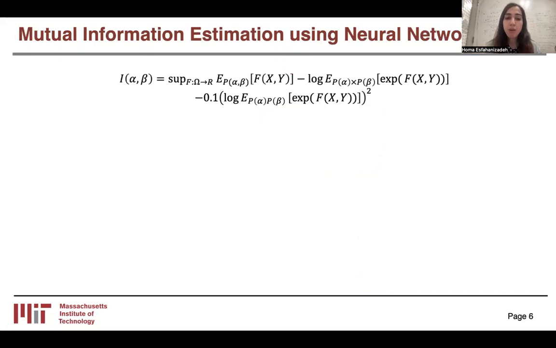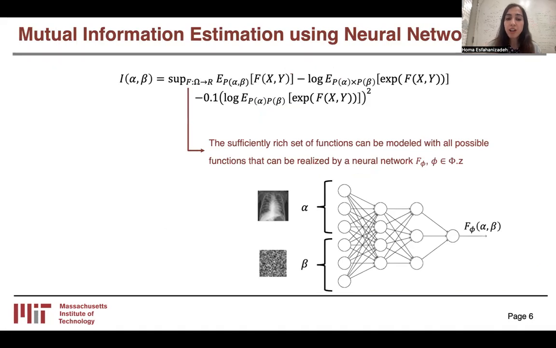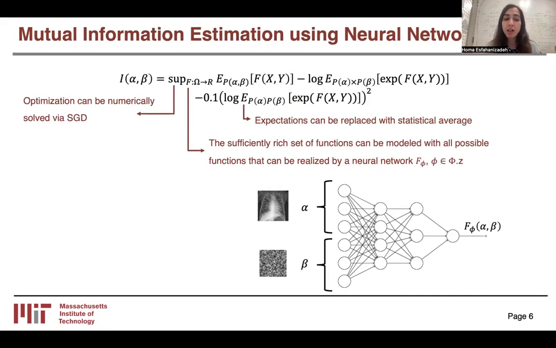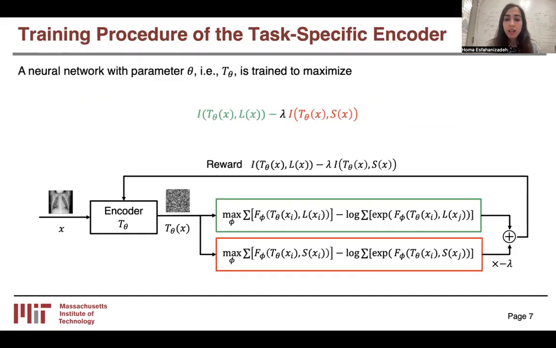We have this optimization problem. We model the rich set of functions f with a neural network that can take different values for its weights. We also replace the expectations by a statistical average over public data sets, and we will then numerically perform this optimization using the stochastic gradient descent algorithm. Therefore, we train the task-specific encoder iteratively using SGD, and at each epoch, we iteratively estimate the mutual information and use them to obtain a measure of the performance of the encoder to improve it.